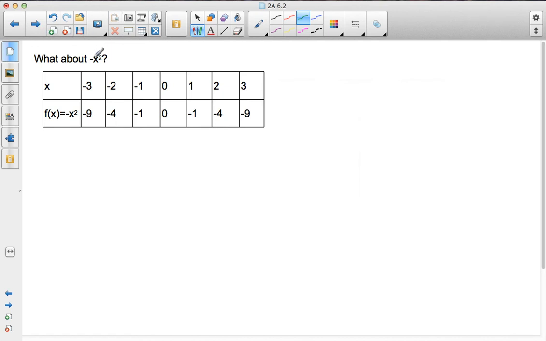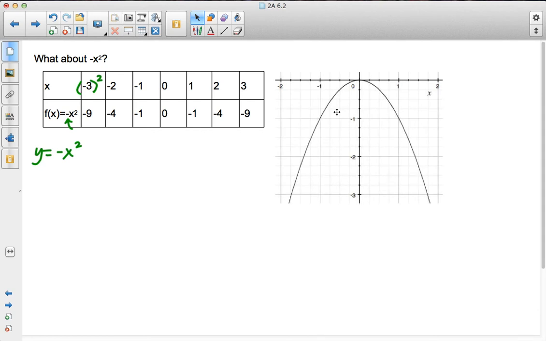So let's take a look at -x squared. Well, what happens with -x squared? If I have y equals -x squared, again, order of operations here, I would square this, which would get me a +9, but because I have a negative in front of that x squared, my answer is -9. -2 yields me -4, -1 yields me -1, +1 also yields me a -1, +2 yields me a -4, +3 yields me a -9, so my graph then ends up looking something like this.